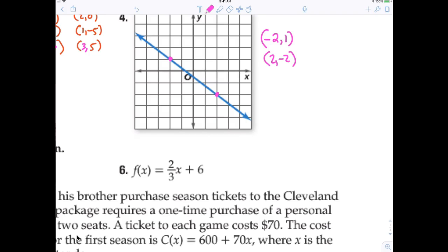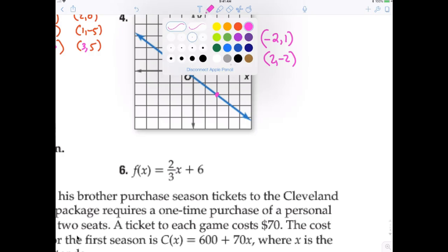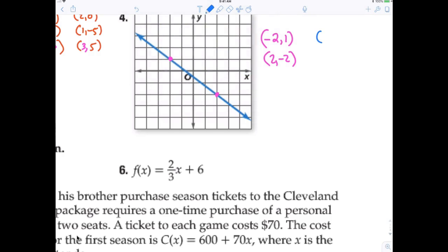Now we're going to graph the inverse. So I'm going to change colors. What 2 points are on the inverse, the line of the inverse? Tell me. Yes, 1, -2, and? Yes, so now graph those: 1, -2, and -2, 2. And now we're going to graph that line. And that would be the inverse.